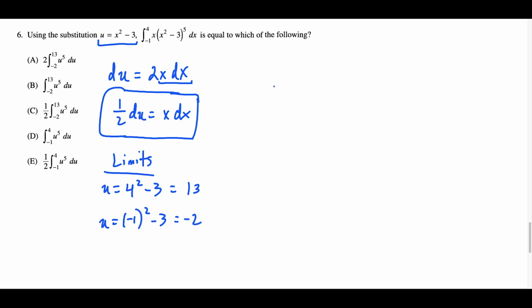So now we just take all this stuff. Our final answer for this question, our new integral, the limits are going from negative 2 to 13. This x dx we're going to replace with 1/2 du, and then x squared minus 3 to the 5th becomes u to the 5th power. So after we replace everything, we just have to match this, and this is going to be choice C.